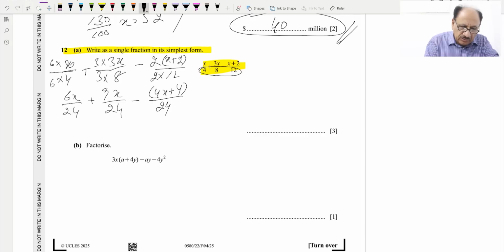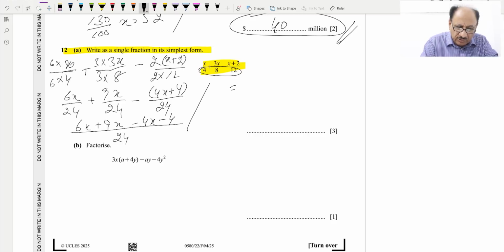24. Now we can write in a single fraction, and single fraction this will be over 24, 6x plus 9x and minus 4x, and when you open the bracket this will be minus 4. Now we can rewrite this will be 6x plus 9x will be 15x, 15x minus this will be not 4, this will be 2x here. So this will be 15 minus 2 will be 13. So 13x minus 4 over 24, and this will be our final answer for 3 marks.